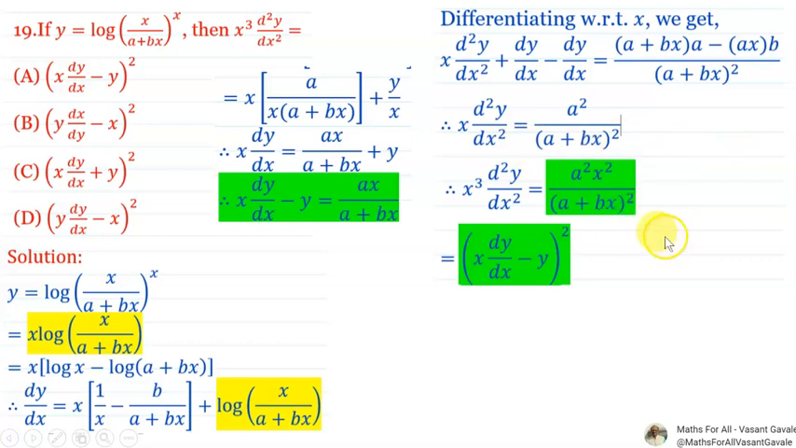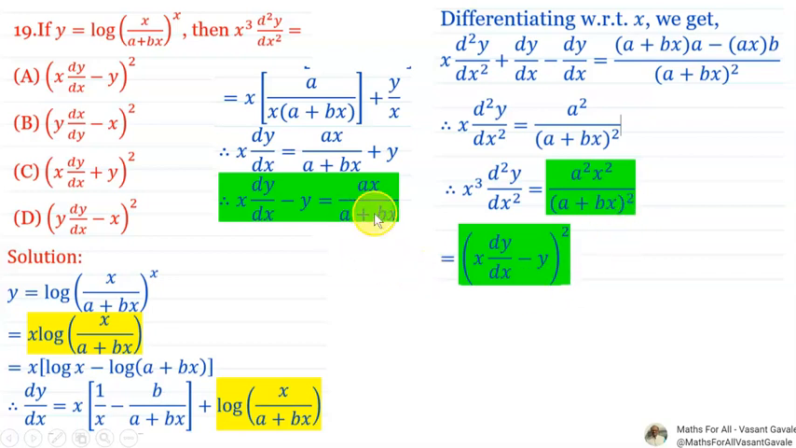Okay. Next multiplication. Multiply on both sides by x square, because we need to find the value of x cube into d2y by dx square. Therefore, x cube into d2y by dx square is equal to a square x square upon a plus bx bracket square. Okay. And hence again, what is the value of ax upon a plus bx? Here the square has been taken, the square of all the terms.